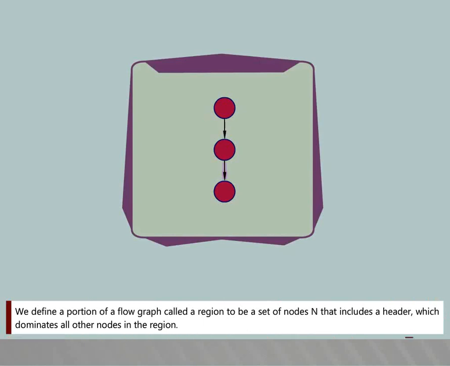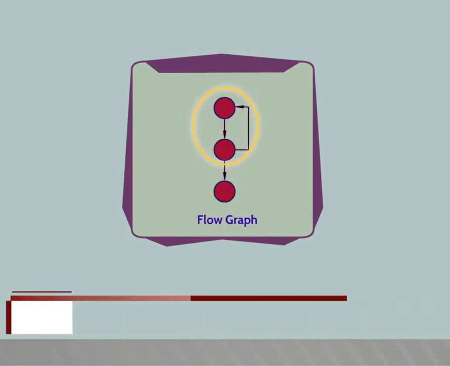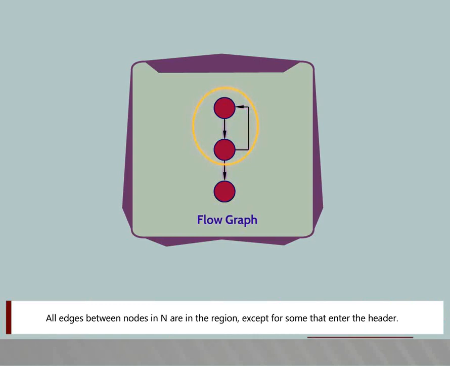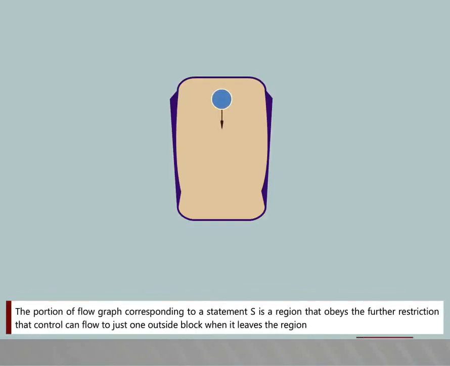We define a portion of a flow graph called a region to be a set of nodes N that includes a header, which dominates all other nodes in the region. All edges between nodes in N are in the region, except for some that enter the header. The portion of flow graph corresponding to a statement S is a region that obeys the further restriction that control can flow to just one outside block when it leaves the region.